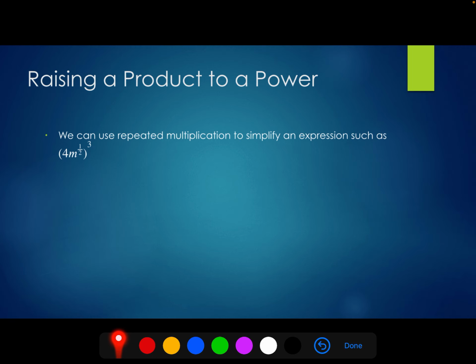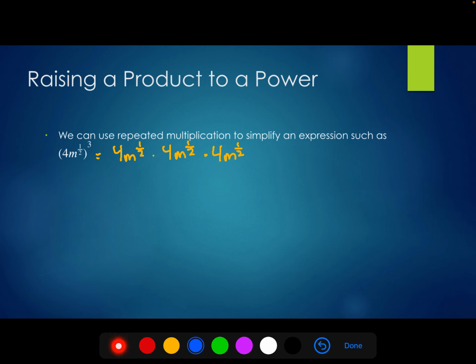So if we were to take a look using multiplication, and we wanted to expand this out, this is 4m to the 1/2 to the third power. So this is equal to 4m to the 1/2 times 4m to the 1/2 times 4m to the 1/2. Now we can go ahead and simplify this using our powers to a same base. Sorry, I drew a blank there. But powers to a same base.